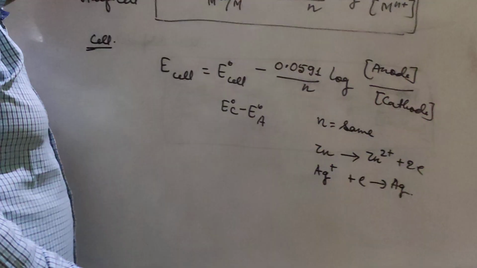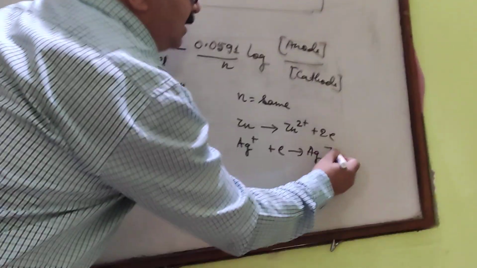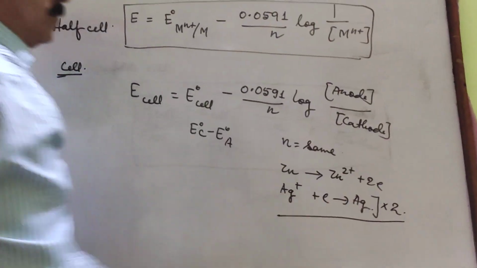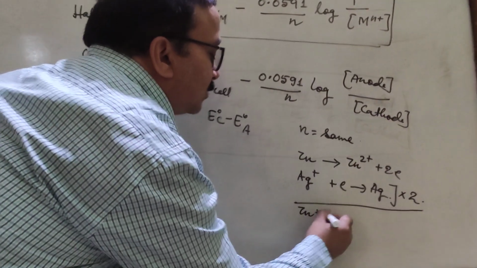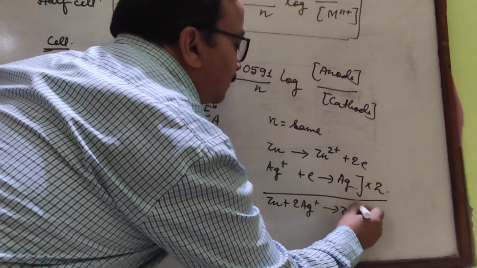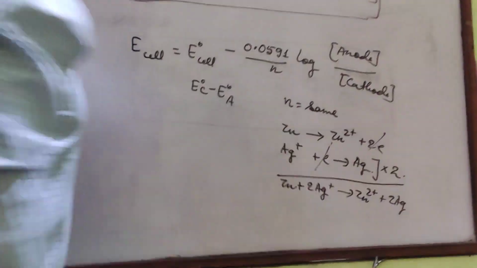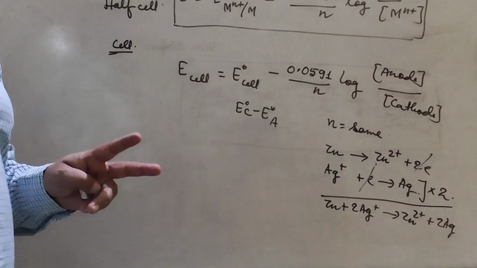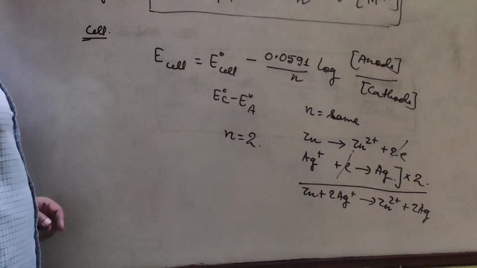Since the value of n must be same for the two equations, therefore second equation is multiplied by 2. Now we have to add this one. On addition, the equation is Zn plus 2Ag+ gives Zn2+ plus 2Ag. Electrons are cancelled. Now, how many electrons are lost or gained? 2. Therefore, value of n will be 2 here in this formula.